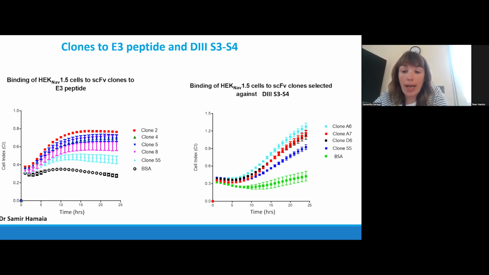So once we identify a few positive binders, we take them onto a cell impedance assay where the 96-well plate is coated with either the single-chain antibody of interest or BSA as a negative control. And then HEK293 cells stably expressing NaV1.5 are incubated on the plate, and cell impedance or cell index is recorded over time. An increase in signal here indicates that we're getting increased binding, so increased interaction of NaV1.5 with the single-chain antibody. And you can see, here clone 2 is the most promising, and clone A6 for domain 3 S3 S4. But all of these clones are still showing very good signal. It'll be clone 2 and clone A6 moving forward.